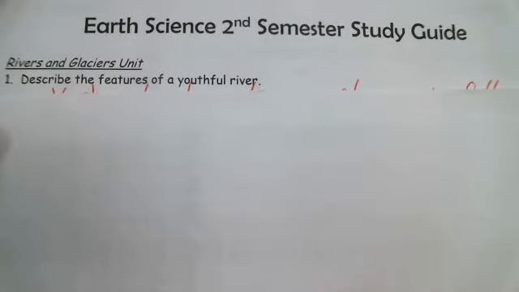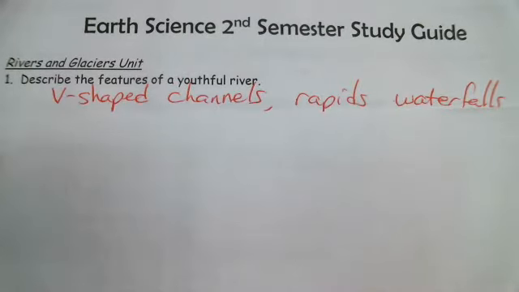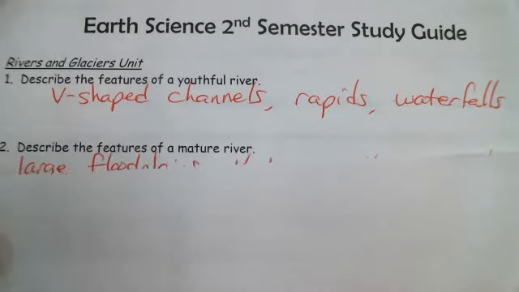Number one, describe the features of a youthful river. Those are ones that have V-shaped channels, rapids, and waterfalls. The V-shaped channels are because the rivers are fairly steep, and so they are eroding down into the dirt pretty quickly and making the V shape, the steep banks.